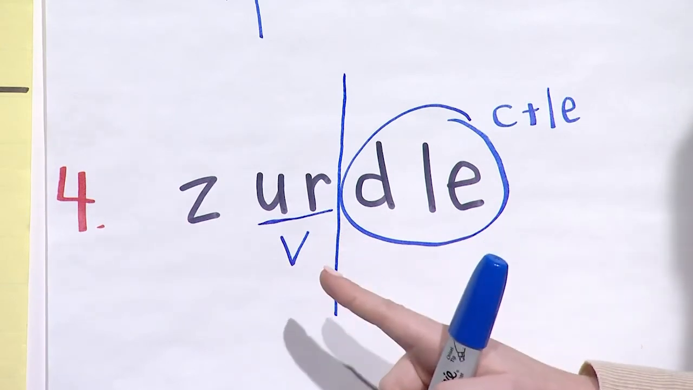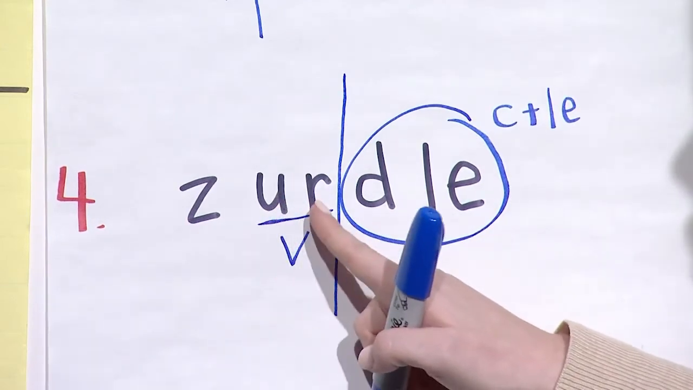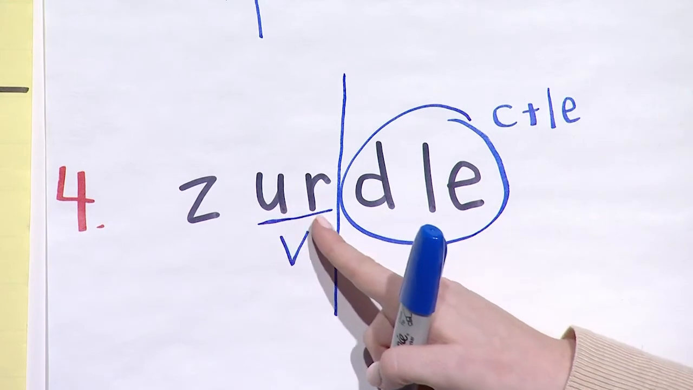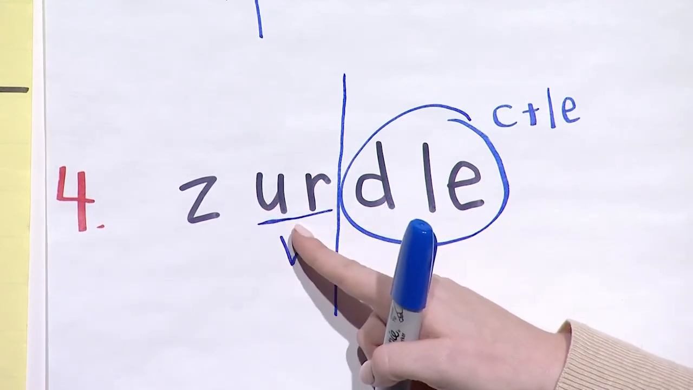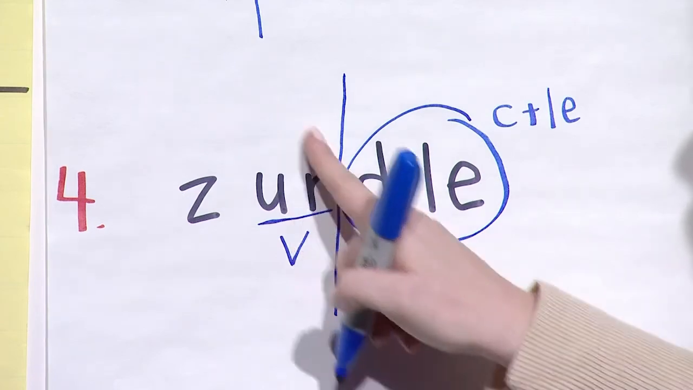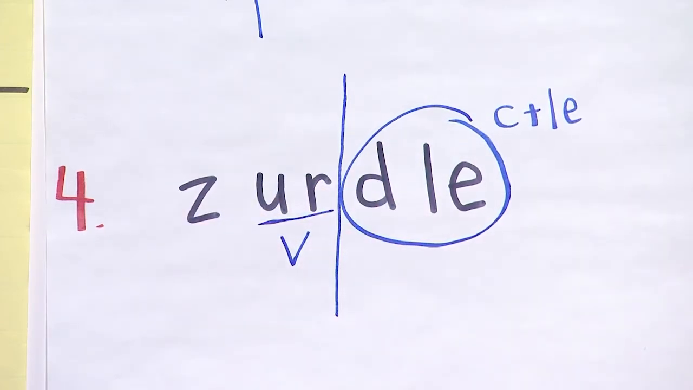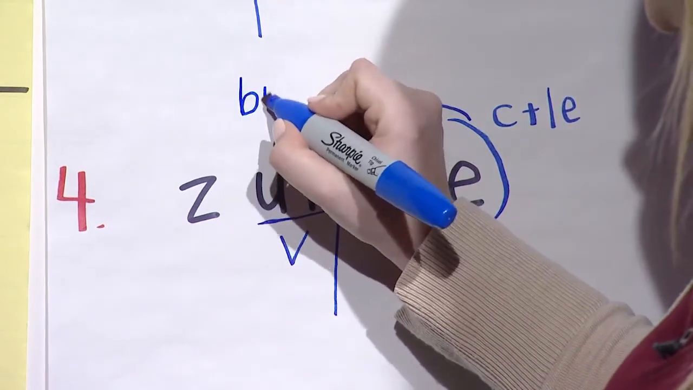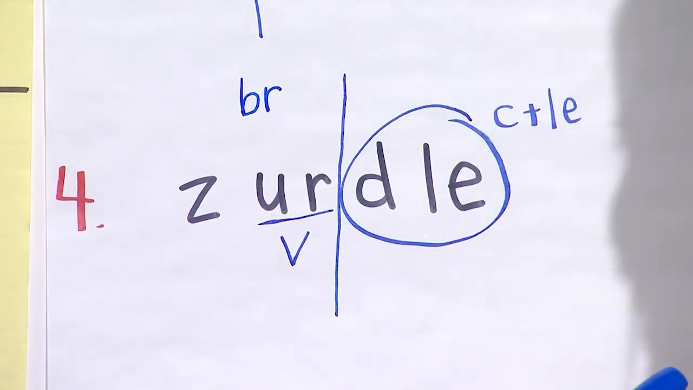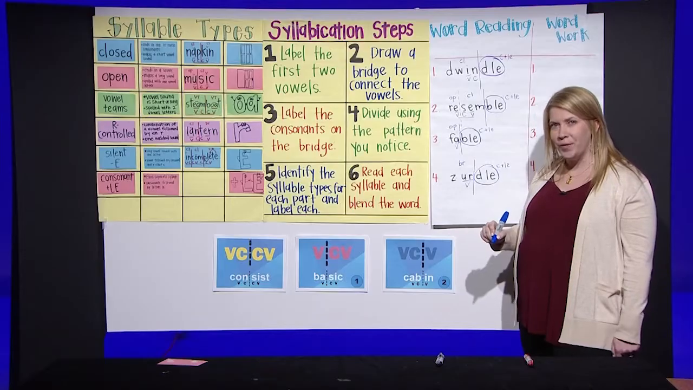And you guys just told me that this UR right here is a bossy R or an R control, because this R is going to control the sound that that vowel makes. So what is this syllable going to be called? That's right, bossy R or R controlled, so let's write BR up there. Great job. I'm so glad you remembered that from last time.